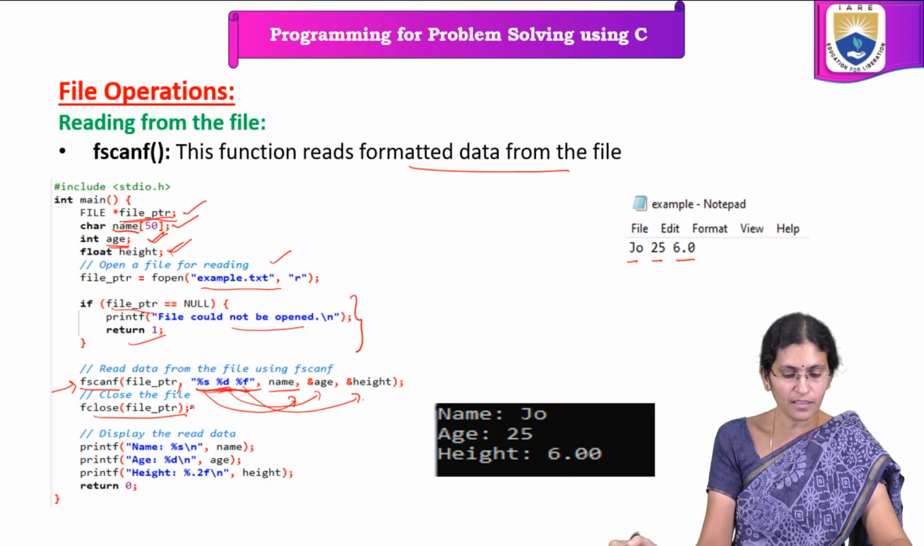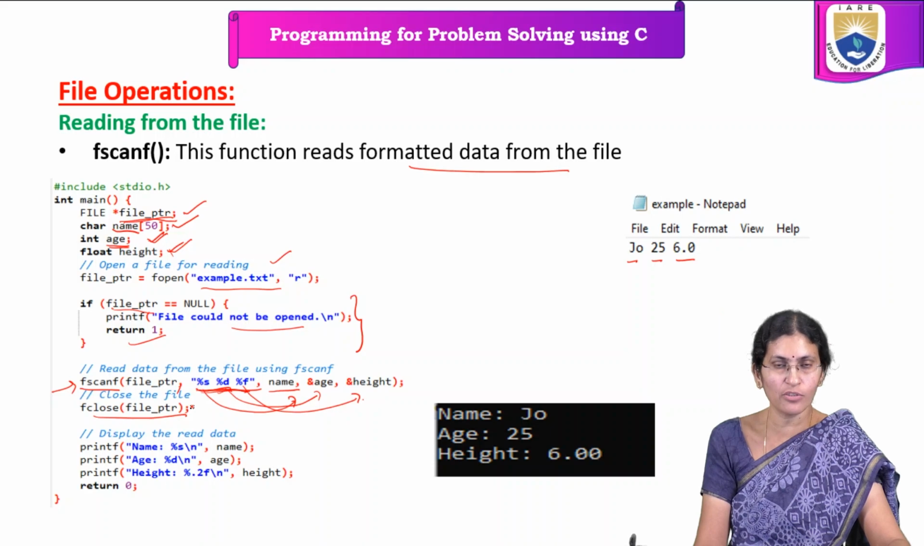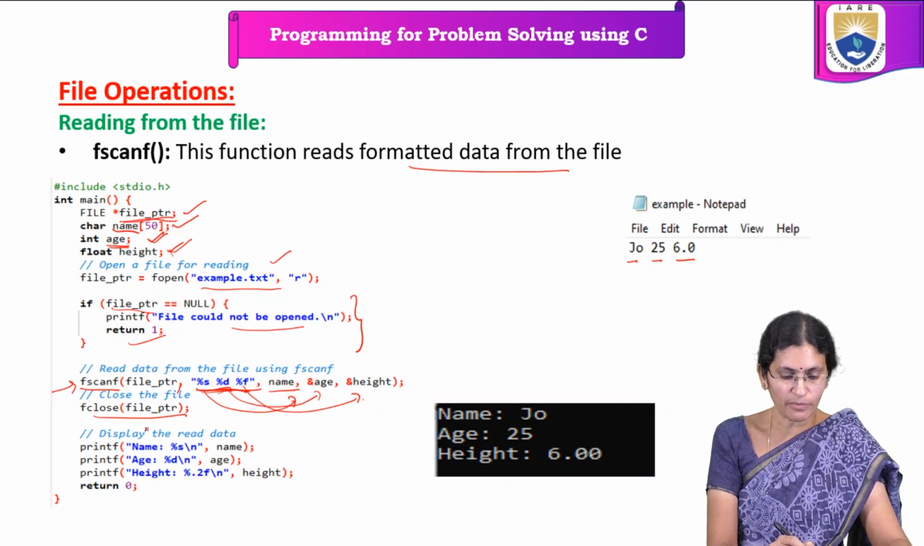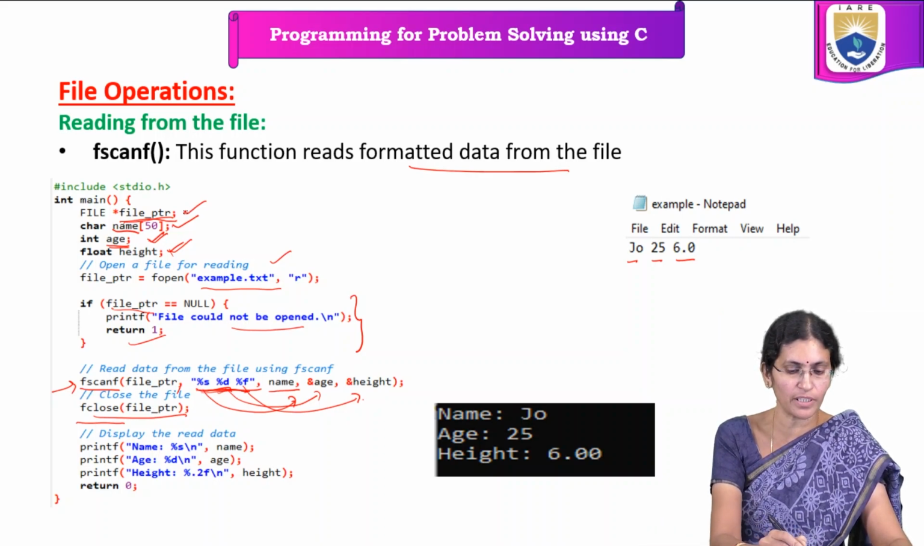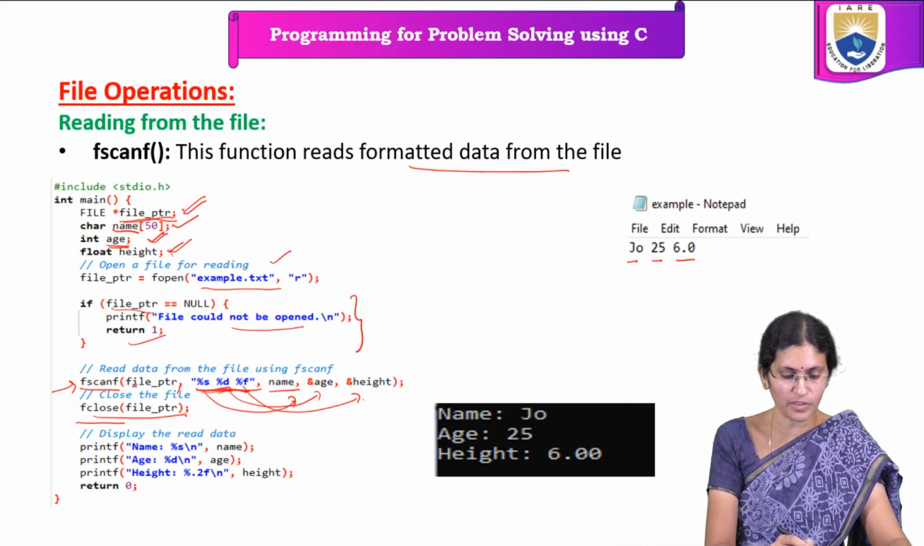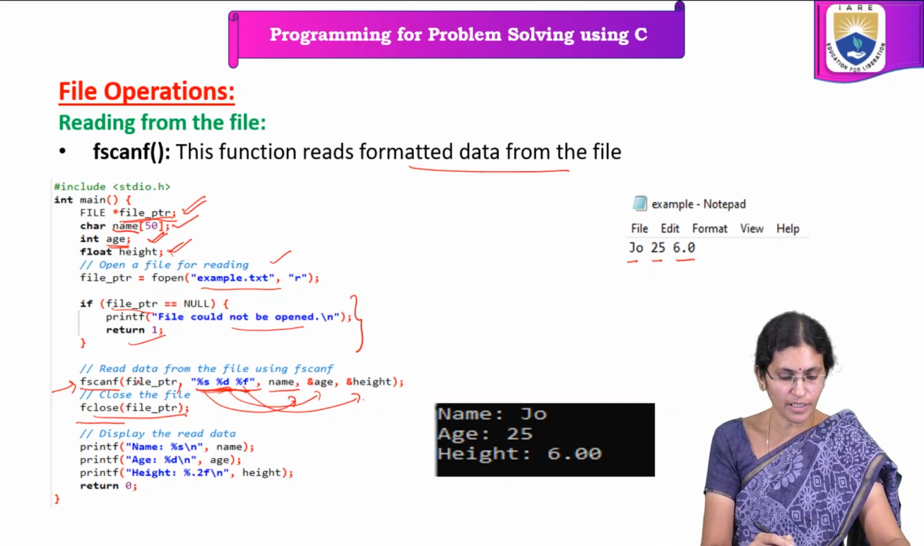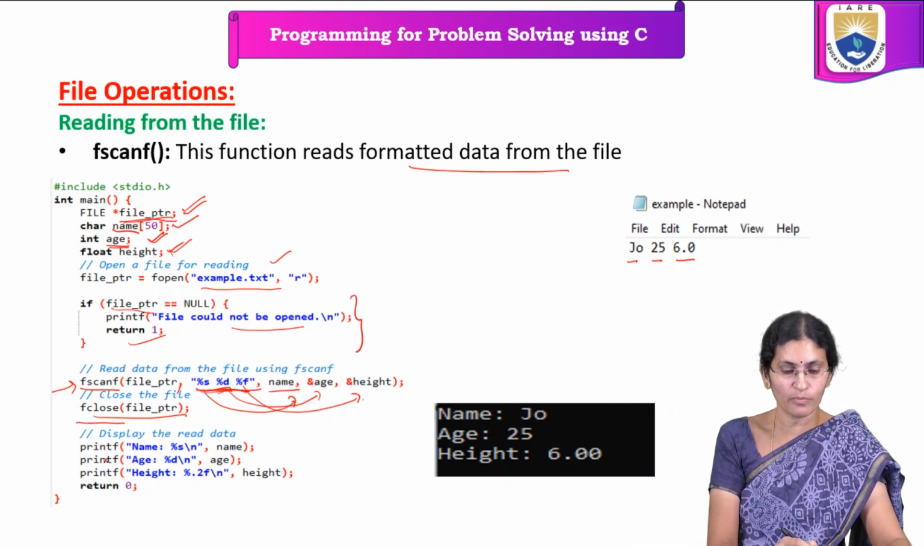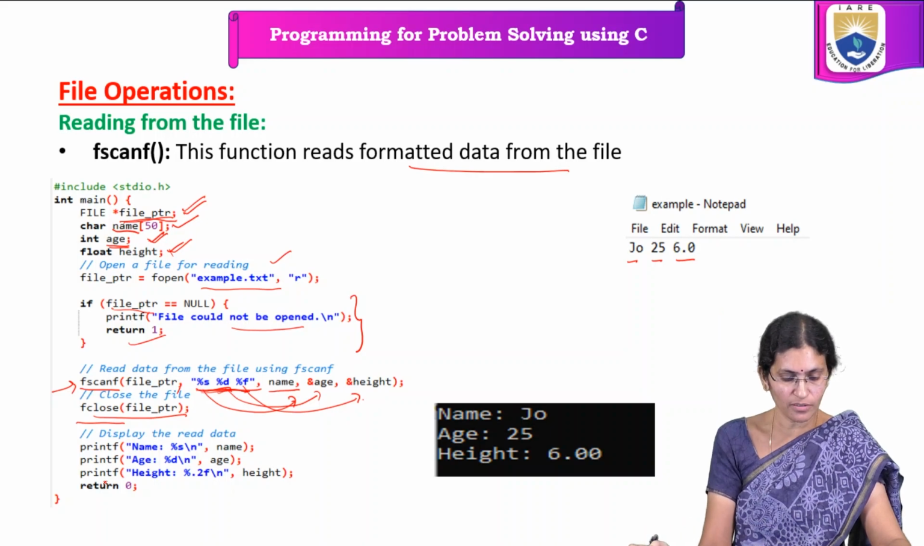After reading the values from the file, we need to close the file by means of using the fclose function. It takes one argument, that is the file pointer. Here the file pointer is file ptr. Next, we are displaying whatever data we have read by means of using fscanf. That data we are displaying on the screen. By using the printf function, name is printed.